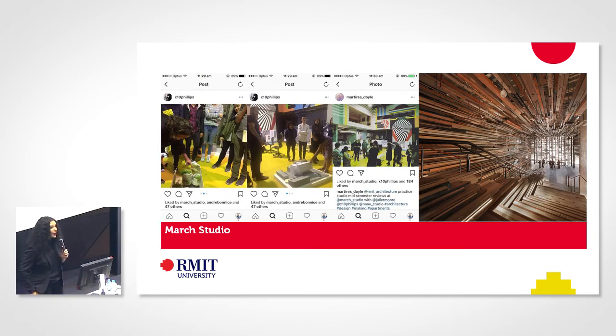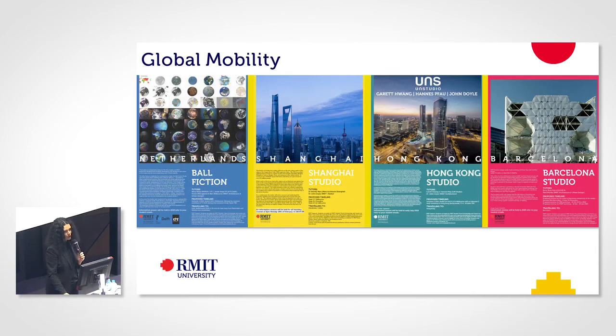March Studio, they're an exciting young practice. Rodney, that I showed you, the Emerging Architect 2019, that's his practice. And here's some of our students in his office doing one of those studios.